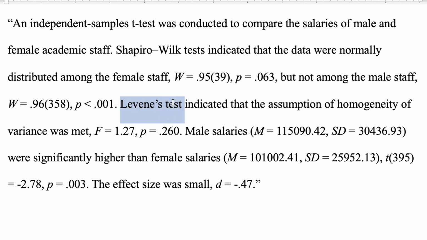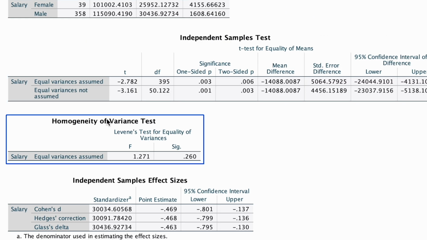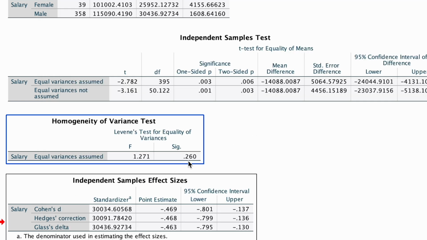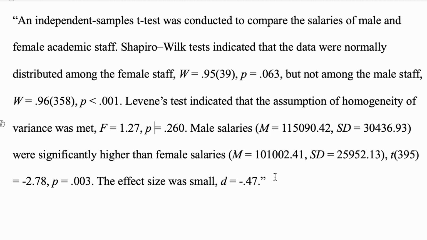So we've said that Levene's test indicated that the assumption of homogeneity of variance was met, and we've said that F equals 1.27. So we have this homogeneity of variance test table, and we have a value in the F column of 1.271. So I've just rounded that to 2 decimal places, and we have a p-value of 0.260, and that's what we have here. So next we're just reporting the descriptive statistics and the results of the t-test itself.